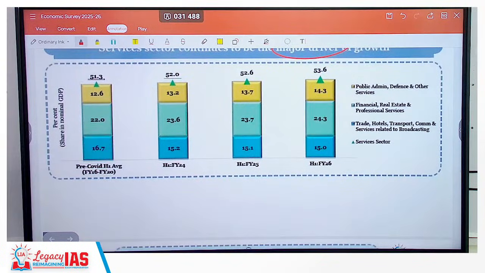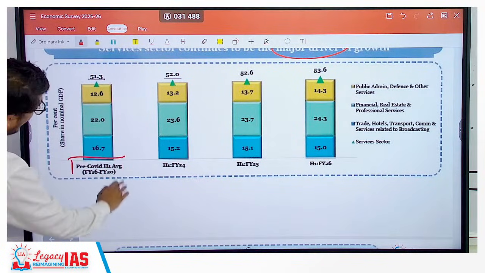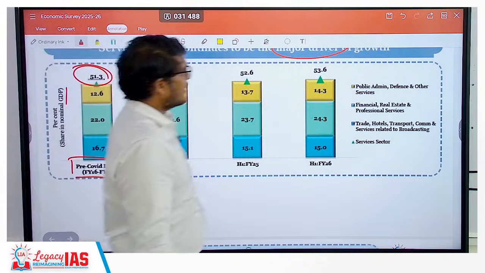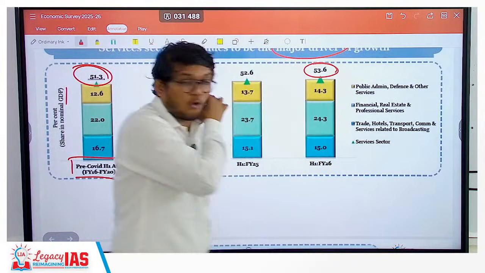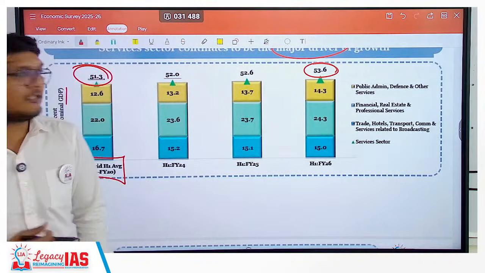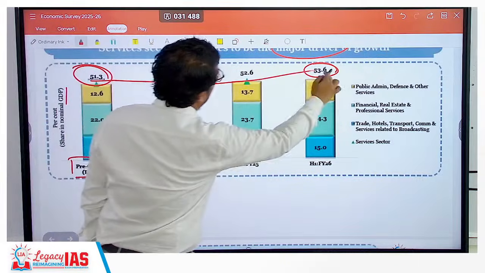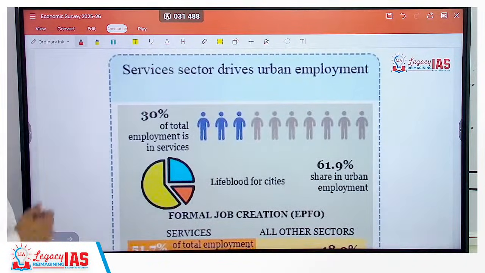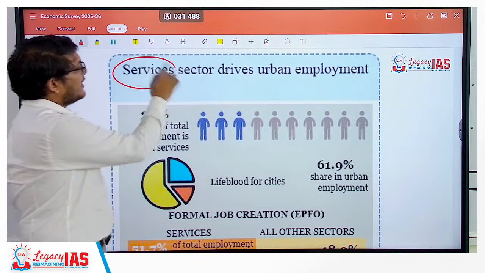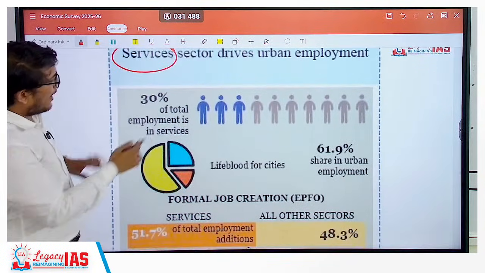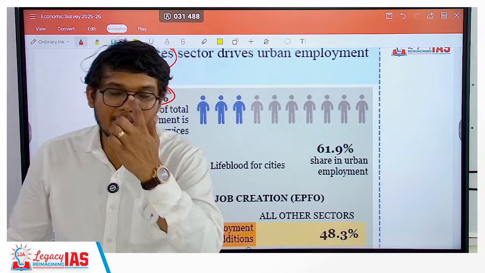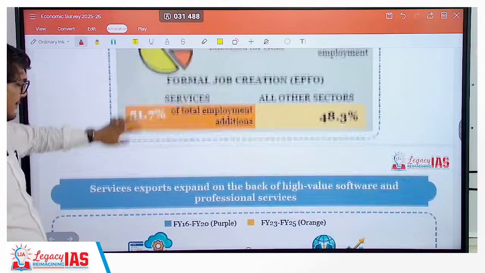How that is seen, we can see it here. Pre-COVID average, if you talk about 51.3% contribution to the GDP. Now we can see that it is contributing close to 54% of the GDP. Its contribution in the total GDP is increasing. That means its share is increasing. Also, the service sector is now employing about 30% of the workforce.